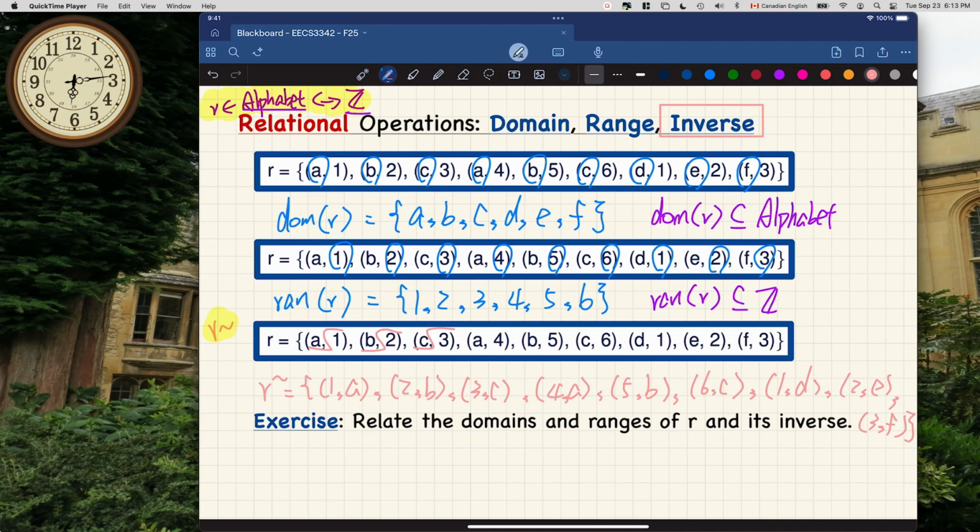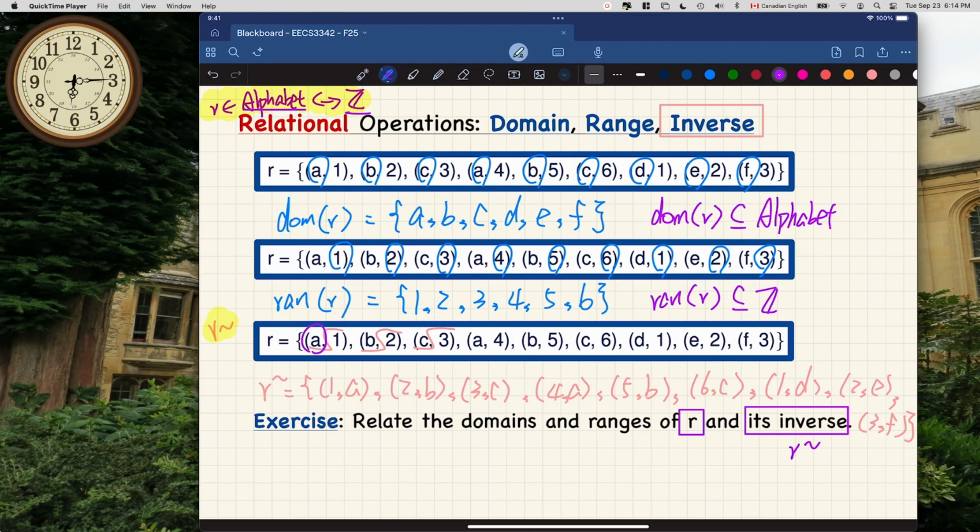All right, for this exercise, we want to consider R and also its inverse, R inverse right here. How do you relate the domain of R and range of R to the domain of R inverse and the range of R inverse? For example, anybody who wants to? Diego. So for the inverse, the domain of the original relation becomes the range, and the range of the original relation becomes the domain. Yeah, okay, exactly.